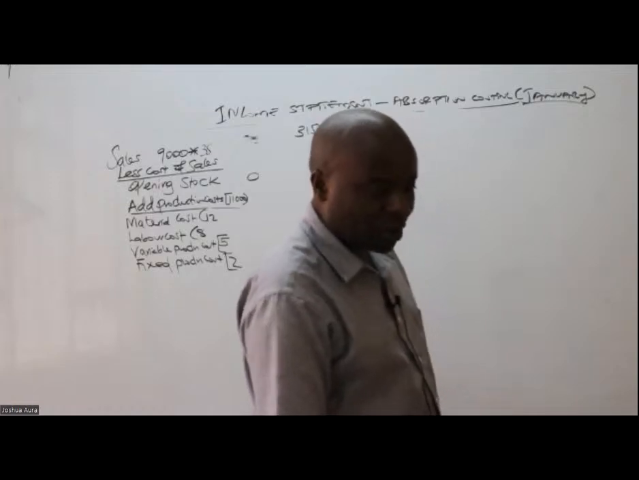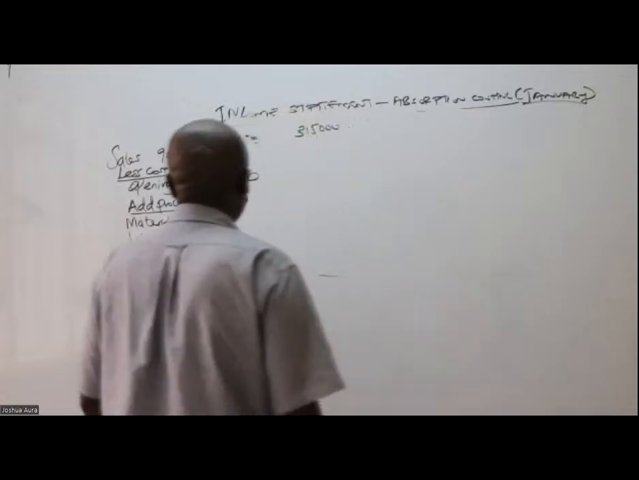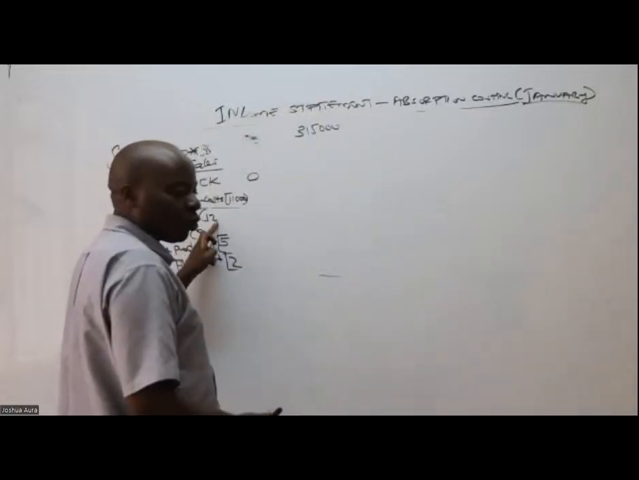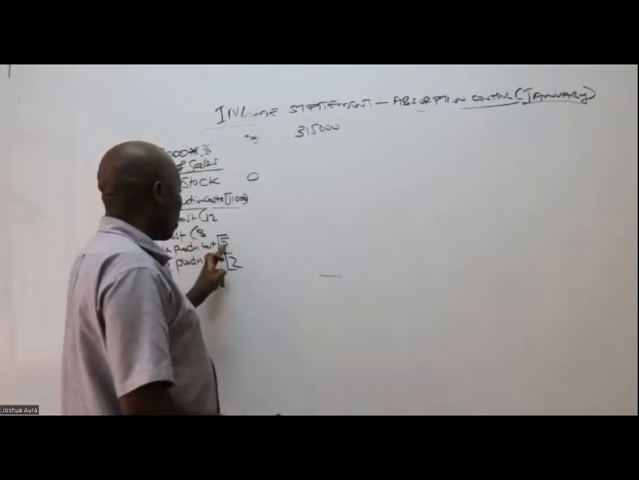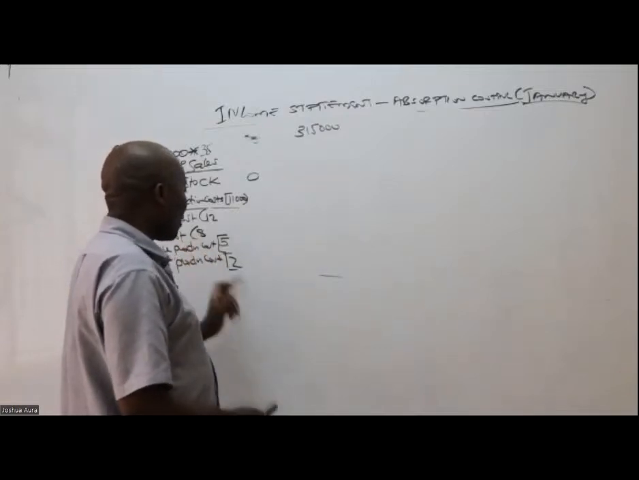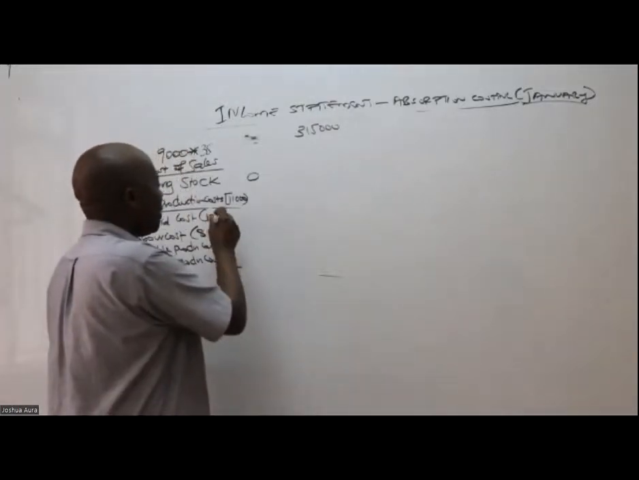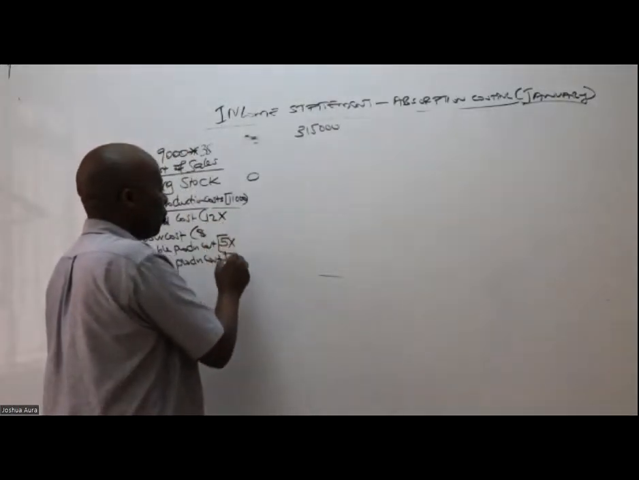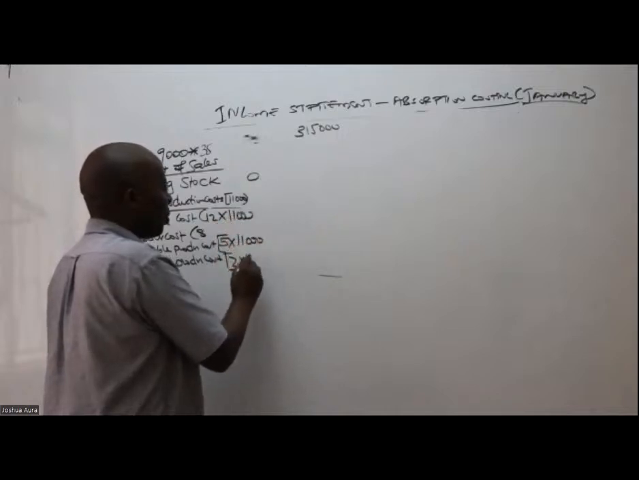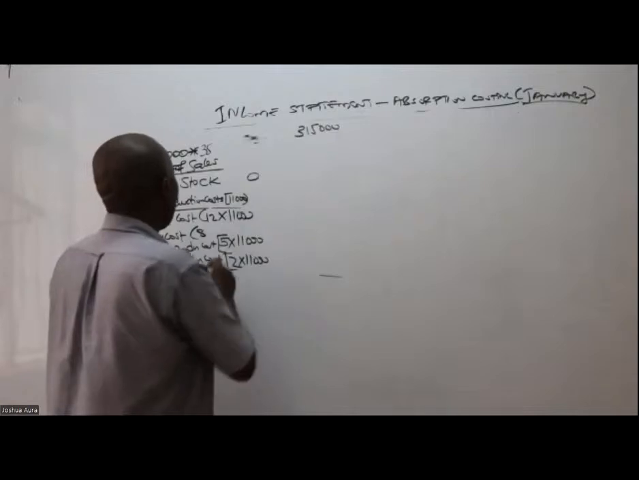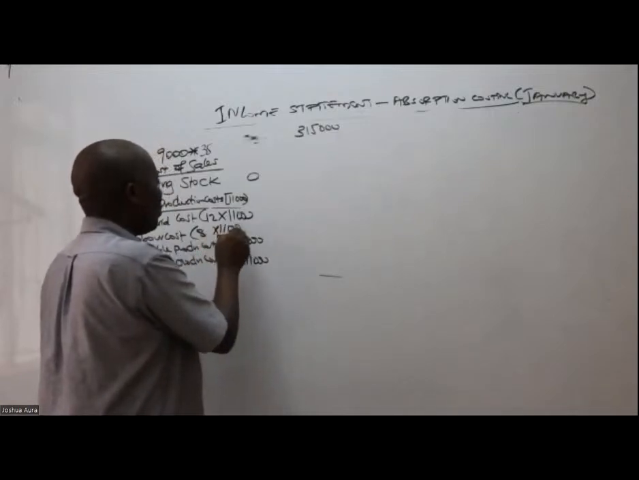Okay, so we continue, ladies and gentlemen. In this case we had the material cost of 12, labor cost of 8, variable production of 5, fixed production cost per unit is 2. Please multiply these by the number of units you produced in the period, and you did produce 11,000.